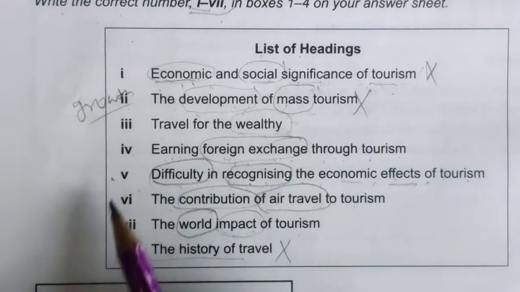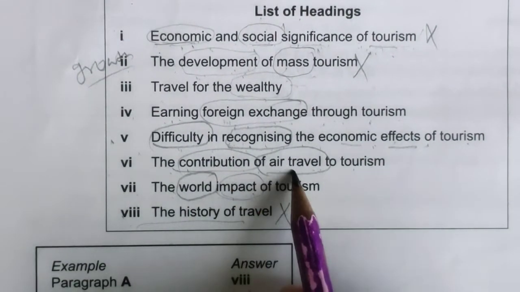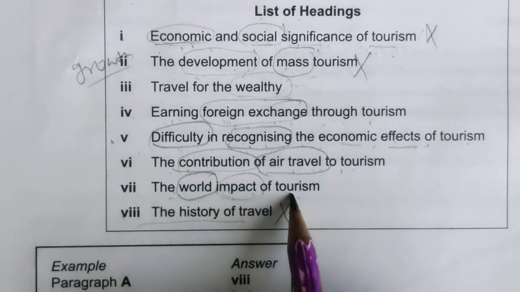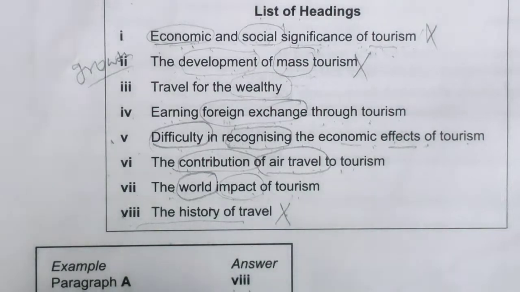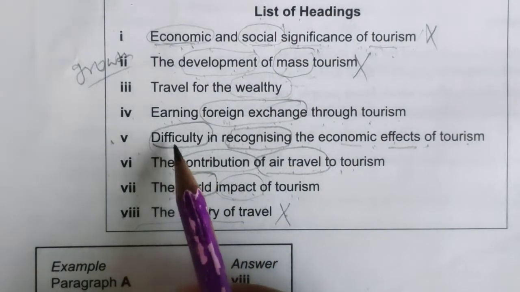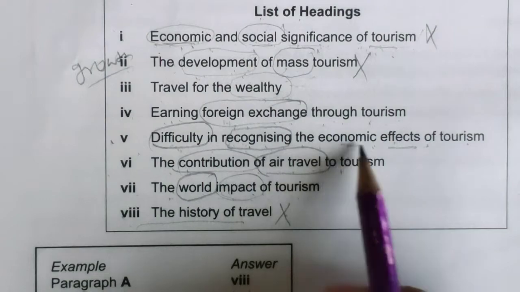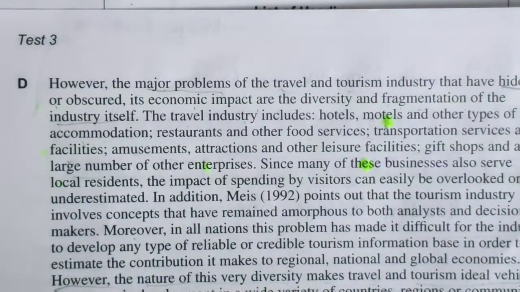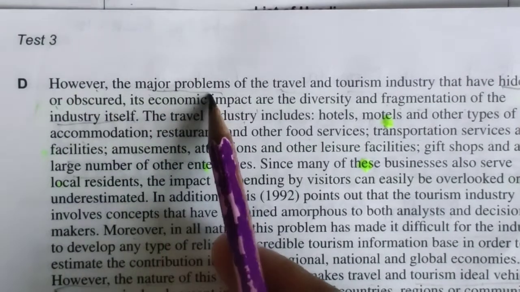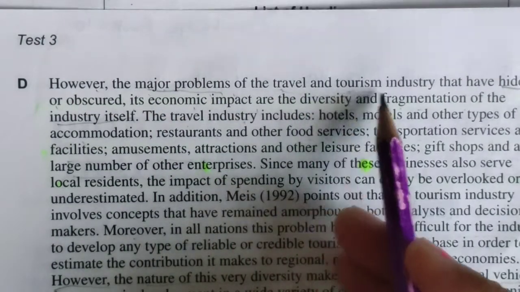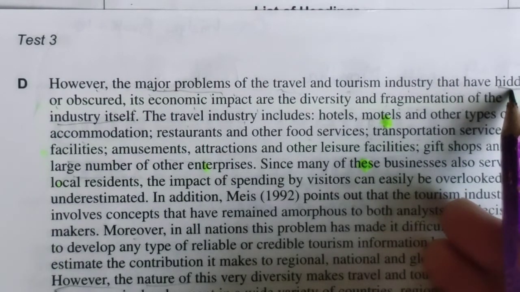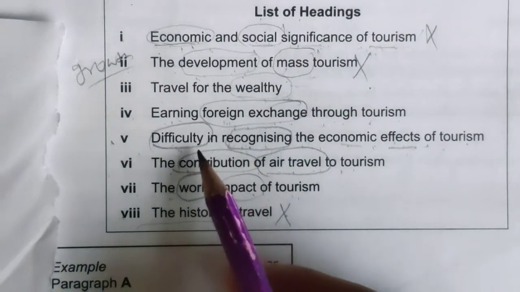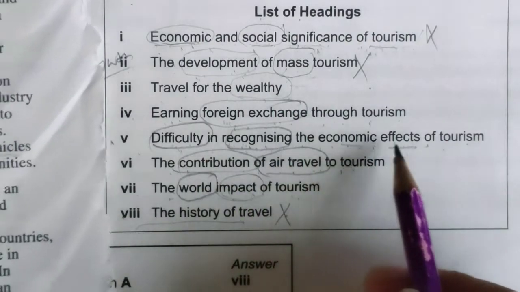Okay, so what we can do: this difficulty in recognizing the economic effects of tourism. The contribution of air travel to tourism? No. The word impact of tourism? No, it was not there. This is not the option. So the option should be difficulty in recognizing the economic effects of tourism. So here in the first line they were just talking, however the major problems of the travel and tourism industry that have hidden. Okay, hidden's opposite word is recognizing. So difficulty in recognizing the economic effects of tourism.